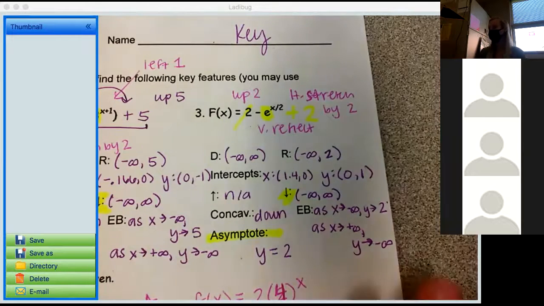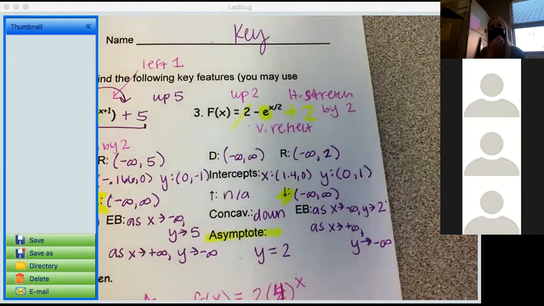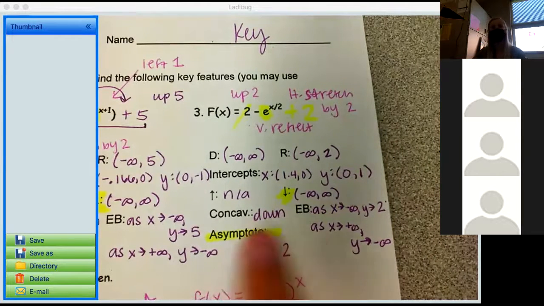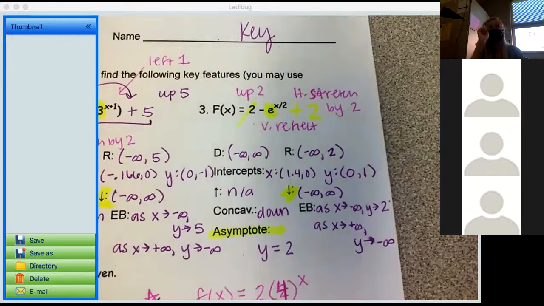I know you guys did the key features in Math 3. Does it help now that you know how to find the asymptote and if it's increasing or decreasing just by looking at it? Okay. Any questions on 1 through 3?